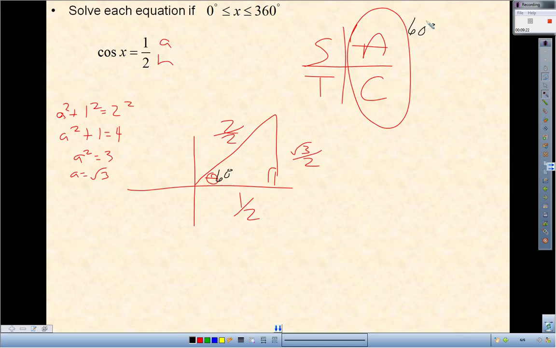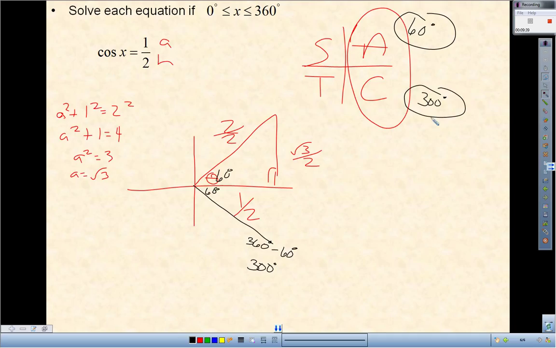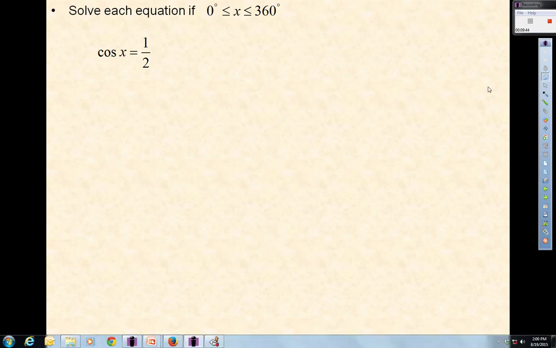So thankfully, one of my answers is 60. To find the second answer, I'm going to draw another triangle in quadrant 4 with a reference angle of 60, and in quadrant 4, if the reference angle is 60, that means the original angle is 300 degrees. So my two answers would be 60 and 300. Alright, let's look at one more of these.